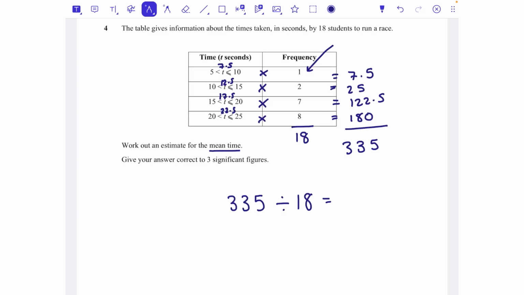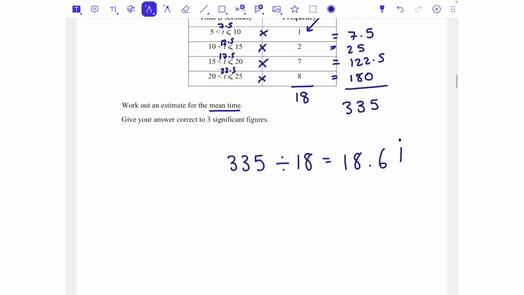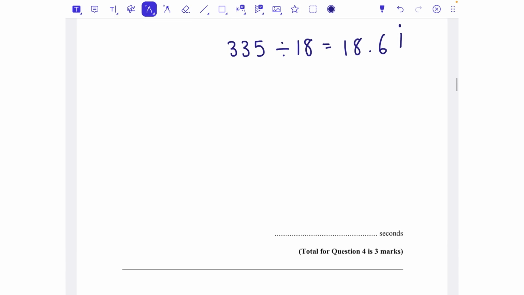And they want that answer to 3 significant figures. My calculator gives me 18.61 recurring. So to 3 significant figures, it's going to be 18.6. Just going to pop that down here on the answer line, 18.6 for 3 marks.